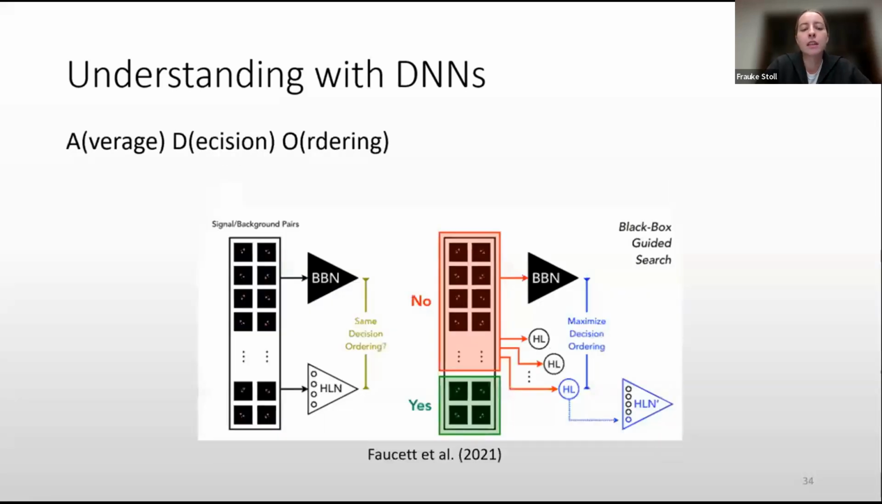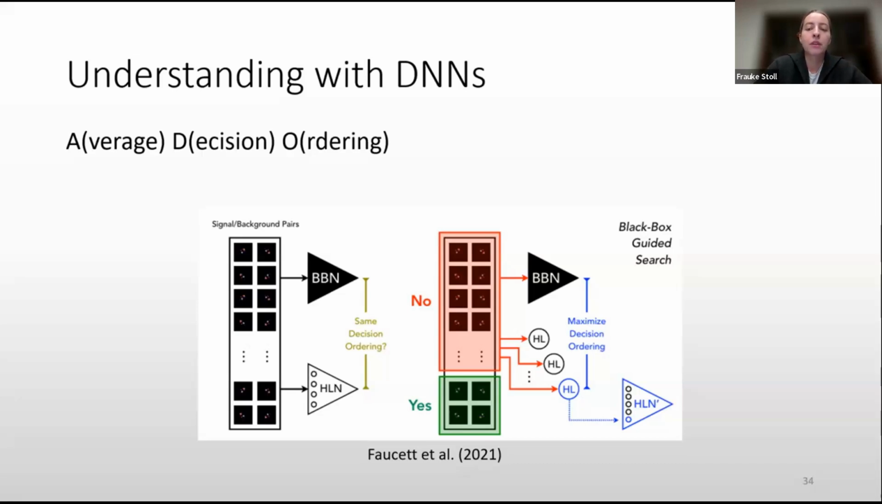And for that, Fawcett et al. used an XAI method that is called ADO, that is short for average decision ordering. And they used this method to translate the decision-making process of a deep neural network into a simple set of understandable high-level features that then can be used to make the same classification decision. And for that, they introduced the ADO metric. And this metric does not only compare the overall classification performance, but also the specific classification decisions. So in that way, it measures the degree to which the DNN and the simpler model with the high-level variables make the same classification decisions in the same way.